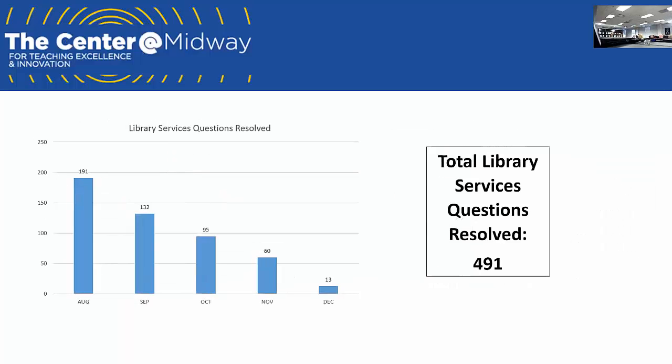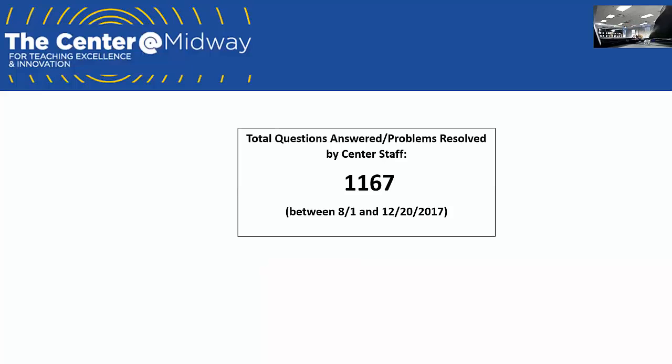And the last thing that we keep track of is library statistics. I'm going to go into this in more depth later. So for right now, I will say that Jeremy and I answered 491 library questions this semester. And since I'll talk about that more later, I'm just going to go by it. So that is a total of 1,167 questions answered by center staff this semester, which works out to about 11 questions a day, if you're curious.